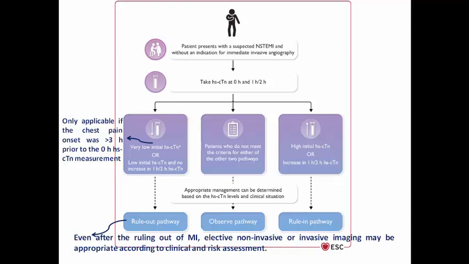If the patient is having high initial high sensitivity cardiac troponin, or in the follow-up 1 hour or 2 hour intervals there was a detectable increase, so this patient should be ruled in as MI needing hospitalization and invasive coronary angiography. Otherwise, if the patient is not meeting the criteria for rule-in or rule-out pathway, he is included in the observe pathway, needing another third sample to confirm or exclude.